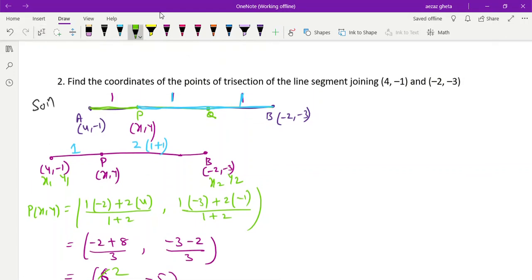Now we should find out the Q coordinate. So for the Q coordinate, if you want to find it, two ways are there. One by using the midpoint formula, because Q is the midpoint of P and B, or else the same way as what we did now. For example, this is your AB.